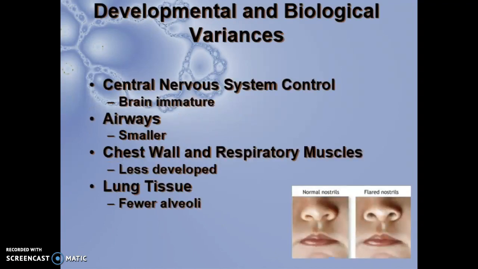To begin with, let's talk about some of the variances between developmental and biological differences between children and adults. First of all, children's brain is more immature, so they do have more difficult time controlling their respiratory status.